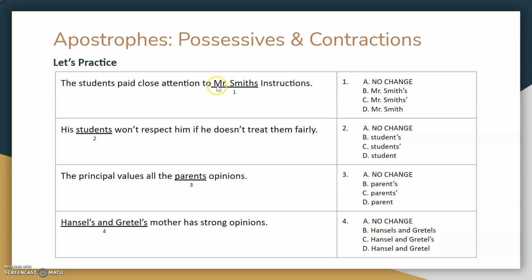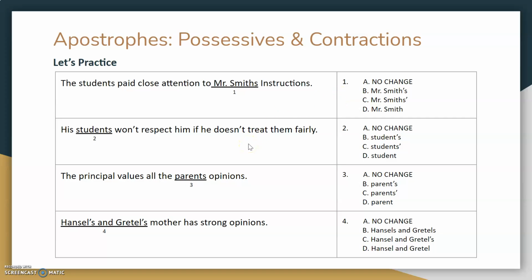This means I can eliminate option A that does not have an apostrophe, and I can eliminate option D that does not have an apostrophe. This leaves me apostrophe S or S apostrophe. So the one simple rule, does Mr. Smith end in S? Mr. Smith. No. So I need to add apostrophe S in order to make it possessive. B is the correct answer here.